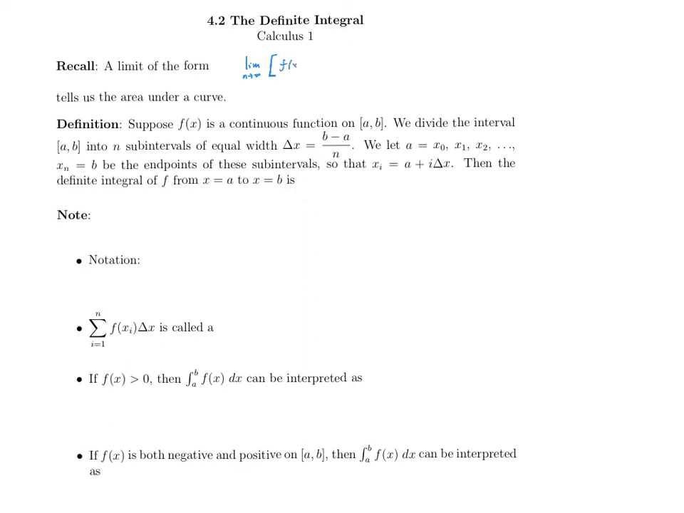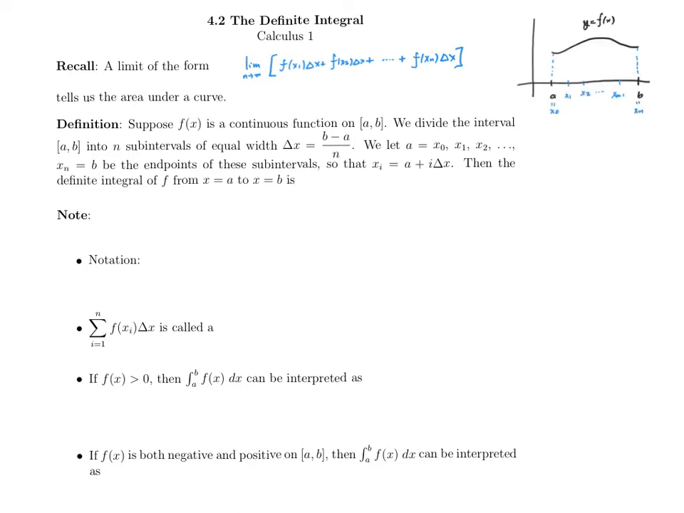The first was writing it as f of x1 delta x plus f of x2 delta x, and we're adding up a whole bunch of these, all the way up to n. That we can interpret the limit of this form as being an area under a curve. And let me add a picture here to remind us of the idea.